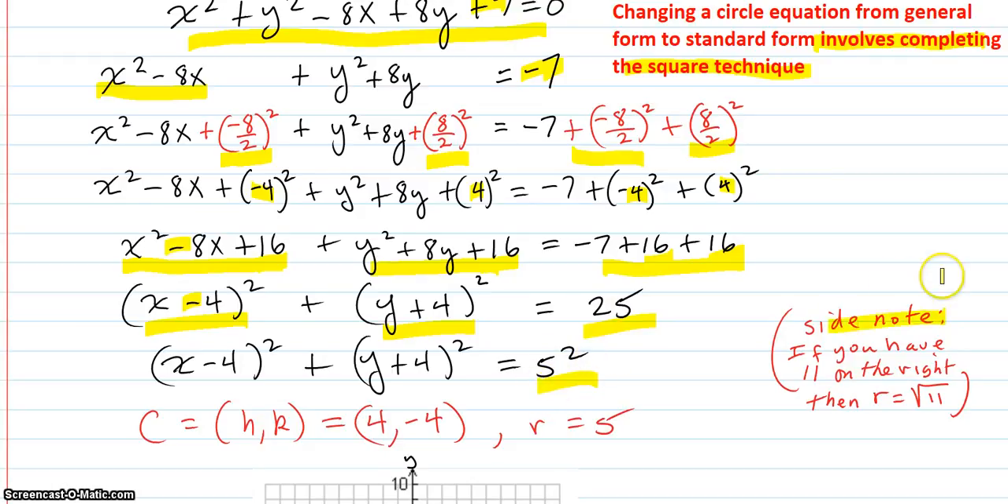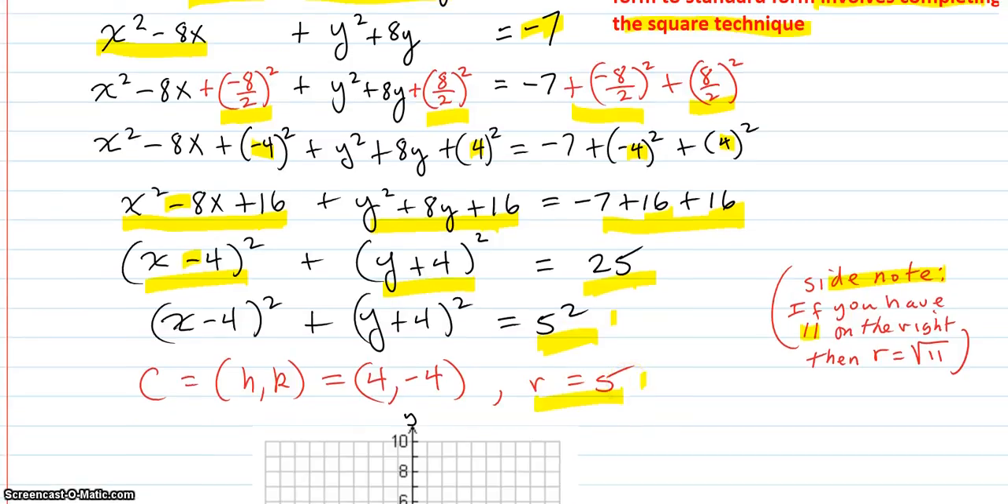Here's a side note. If you had 11 over there instead of this 25, if 11 was sitting there at that step, then the r would have been square root of 11, and you would have written square root of 11 quantity squared at this step, and then written down the radius was square root of 11. But this one came out nice. 25 is 5 squared, radius is 5.